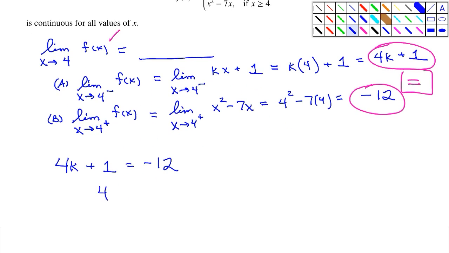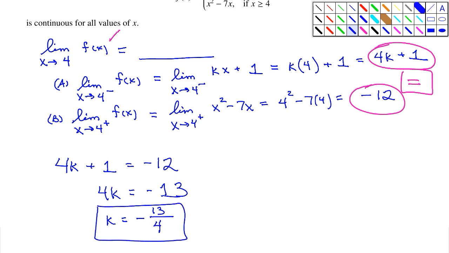So we're going to move the 1 over. We get negative 13, so k is equal to negative 13 over 4. And that's the value. So this is negative 12, and negative 13 over 4 is the value of k that makes the left limit equal to negative 12 as well. We know that that's the function value as well because it's a polynomial with this bottom function. So everything is going to work out there.